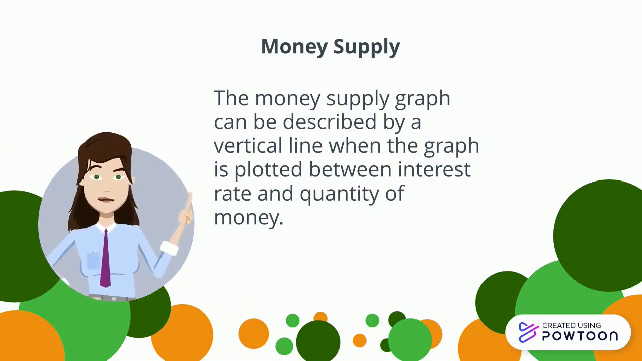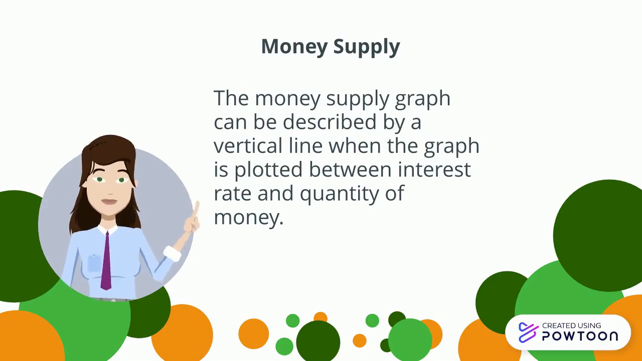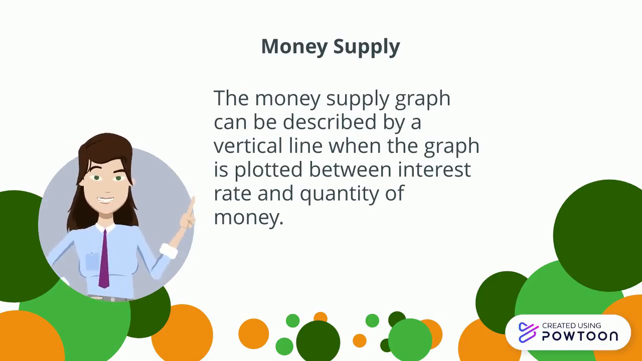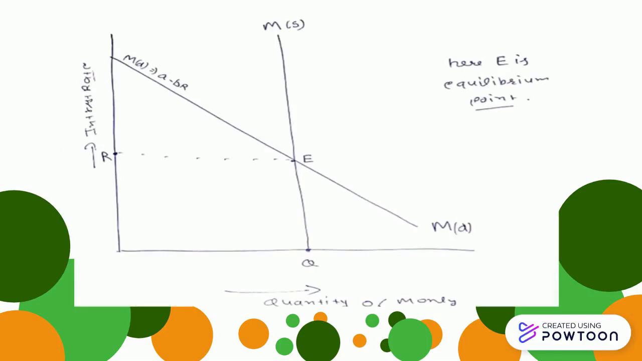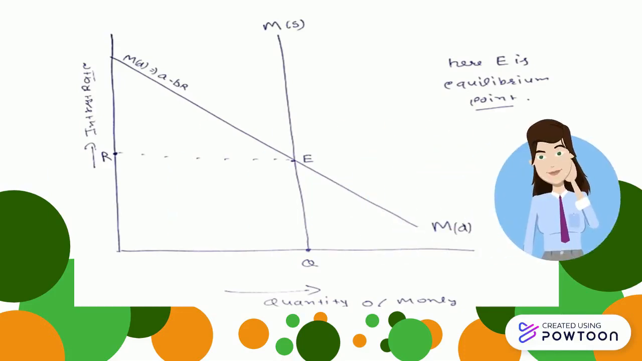So now that we looked at money supply and money demand, let us look at the graph. Looking at the graph, you will notice that interest rate is plotted on the vertical axis and quantity of money is plotted on the horizontal axis. Here, MS is money supply, MD is money demand, E is the equilibrium point, where Q is the equilibrium quantity of money, and R is the equilibrium interest rate.